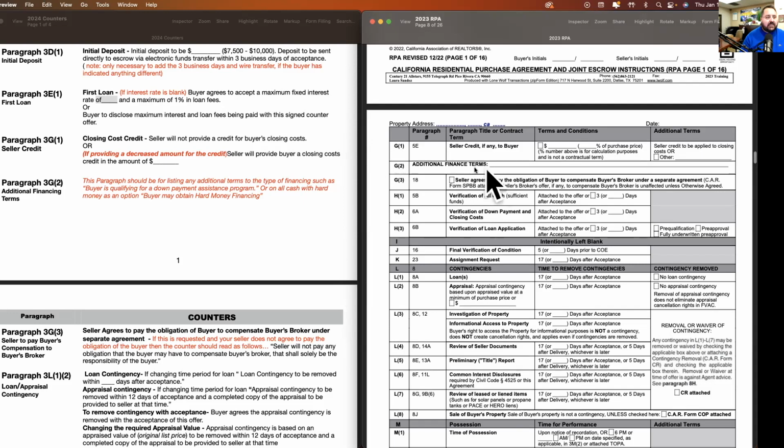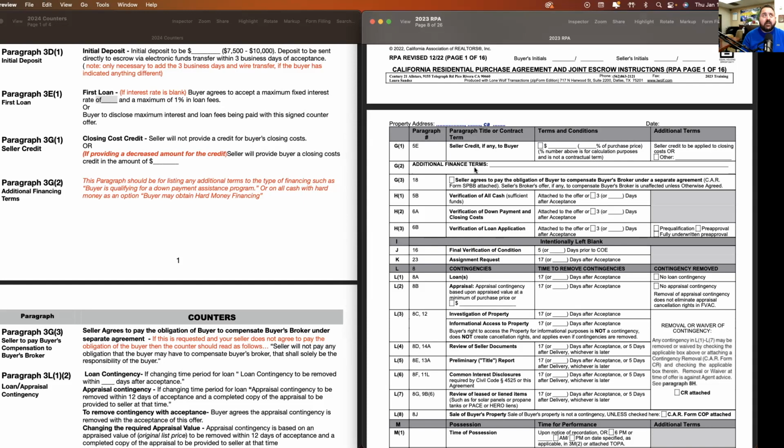This additional financing terms right here, I think now maybe less than previously, the seller credits, because people used to ask for seller's credits in the old contract on additional financing terms. It's not where it goes. Now it happens less, I'm sure, because right above that in paragraph 3G1 is the seller credit to buyer, if any.